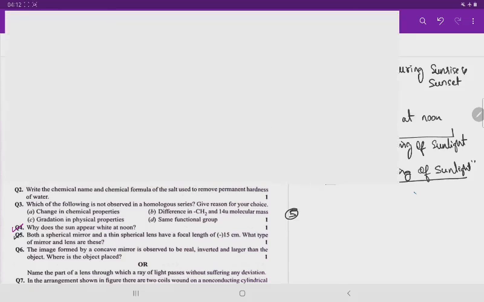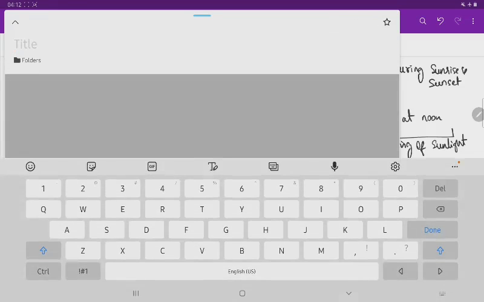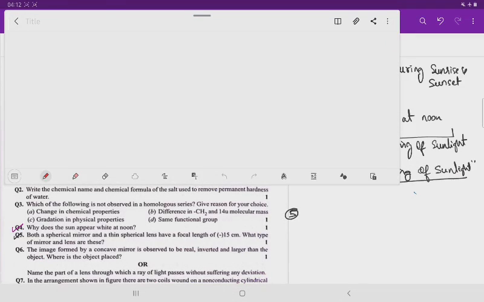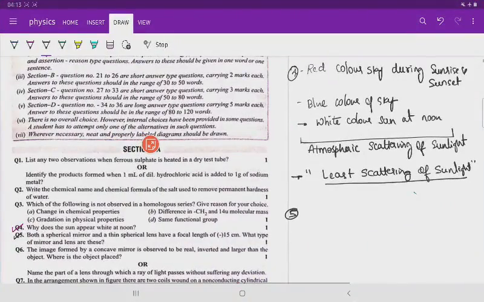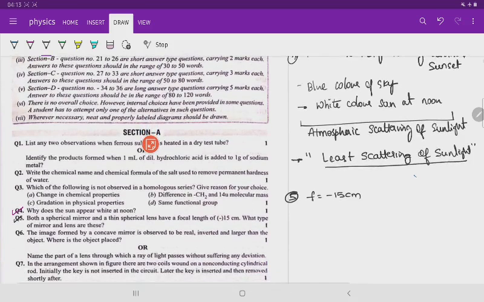Question number 5 reads: both a spherical mirror and a thin spherical lens have a focal length of minus 15 centimeter. So the focal length is negative, minus 15 centimeter. What type of mirror and lens is it?